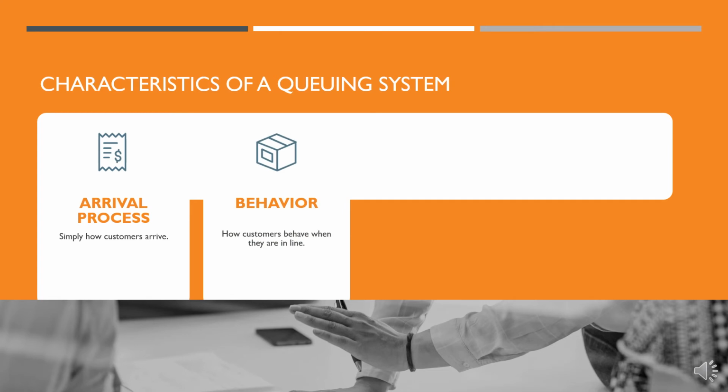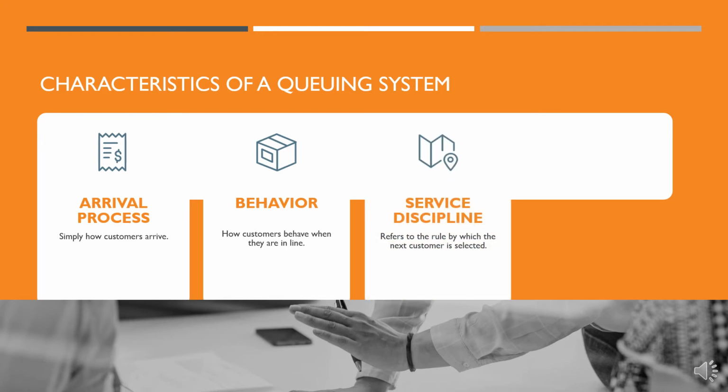Next is behavior. How do customers behave when they are in line? Some might be willing to wait for their place in the queue, others may become impatient and leave. Yet others may decide to rejoin the queue later, such as when they are put on hold with customer service and decide to call back in hopes of receiving faster service.